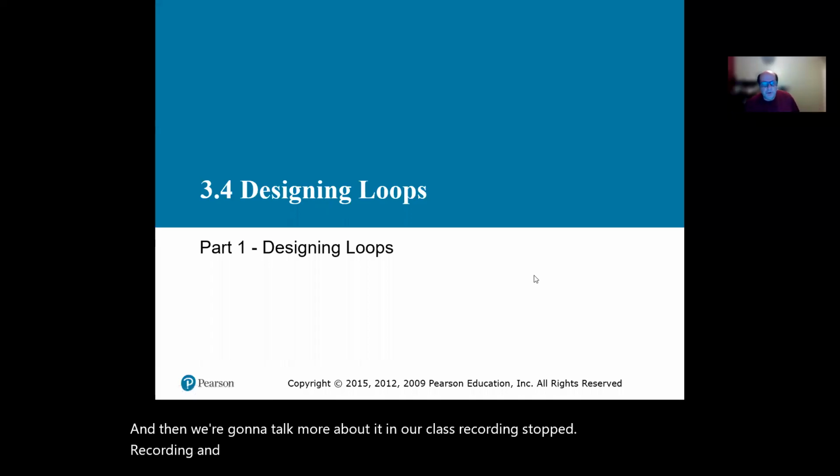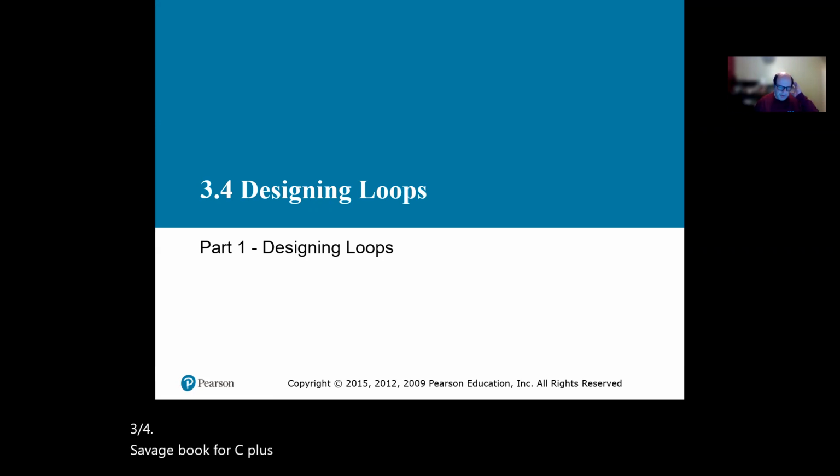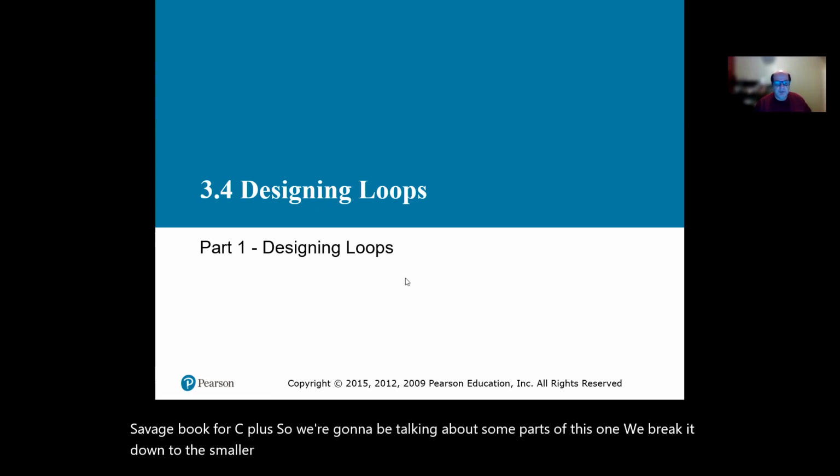Okay, we're going to go over designing loops. That's section 4 of chapter 3 of the Savitch book for C++. So we're going to be talking about some parts of this one. We break it down into smaller pieces. So the first one is designing loops. How do we design loops?